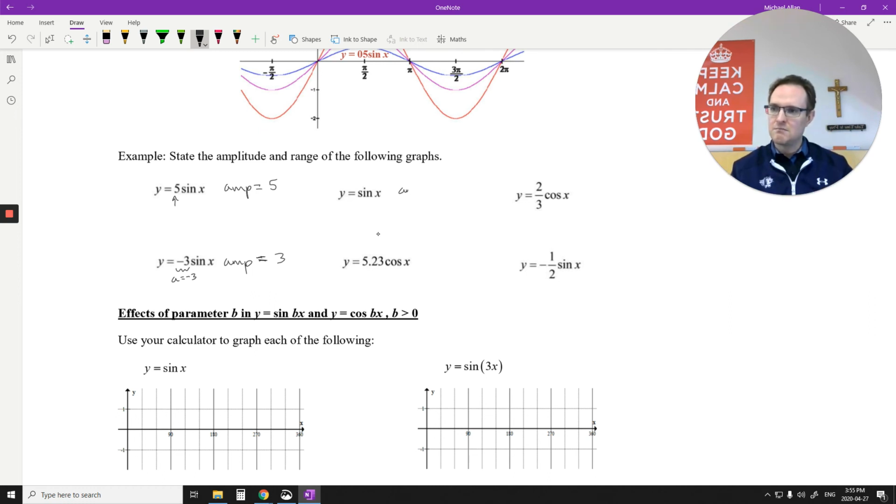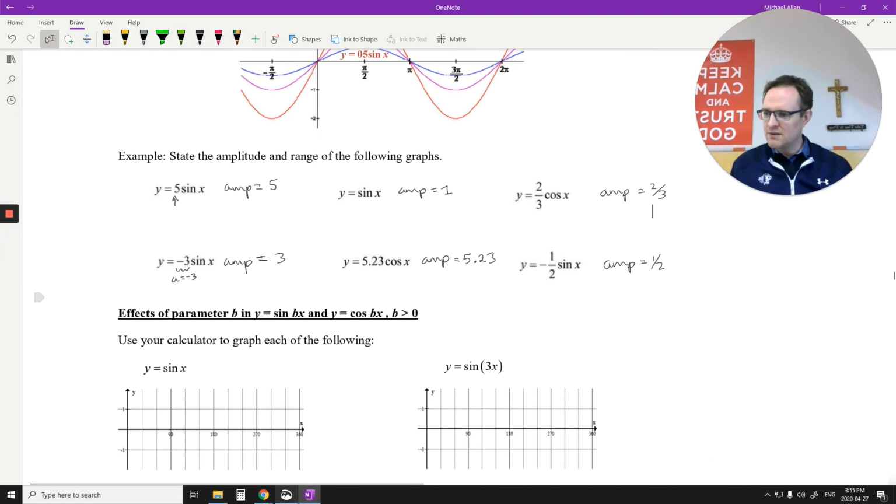For sine x, my amplitude is 1. So that's just the standard graph right there. For the cos graph, we were just doing sine graphs before, but remember cos graphs and sine graphs have the same amplitude to start off with, so the effects of A are going to do the same thing. My amplitude for this one is 2/3. Okay, so that's good.